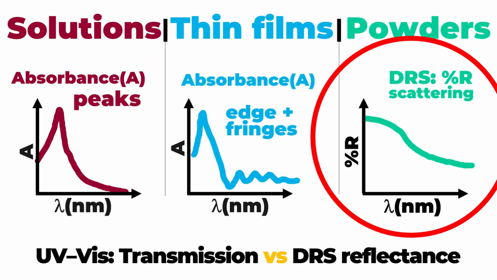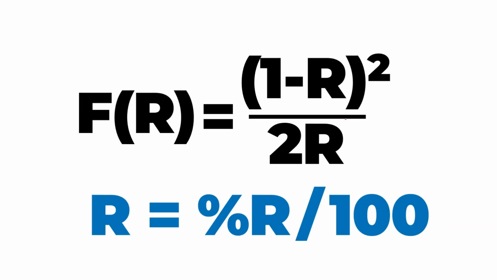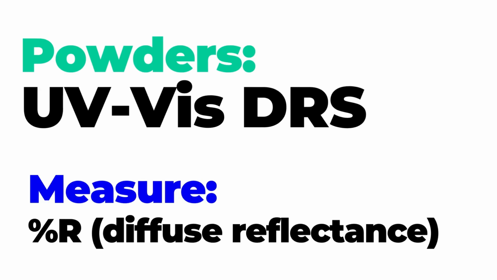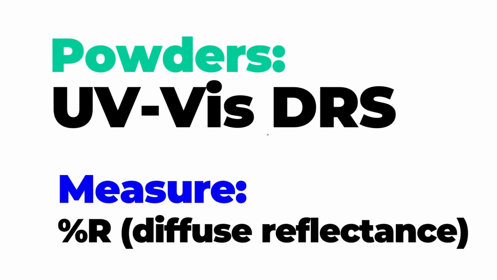Now powders. With powders, transmission is not the main story. Scattering dominates. Powders are usually measured by DRS. If your instrument shows %R, convert it into R, reflectance. Then Kubelka-Munk gives you F(R). It behaves like an absorbance-like signal. Here is the real rule for powders.